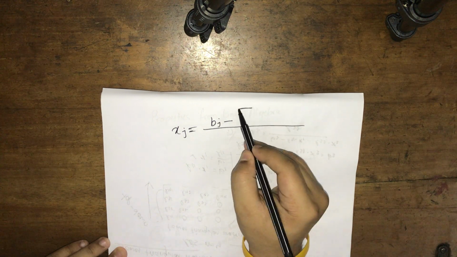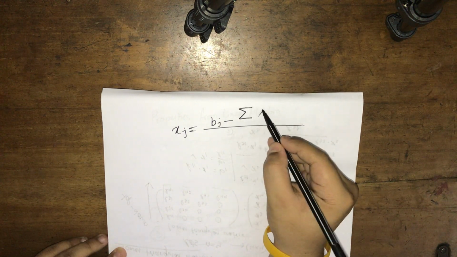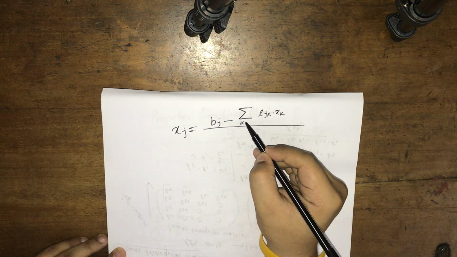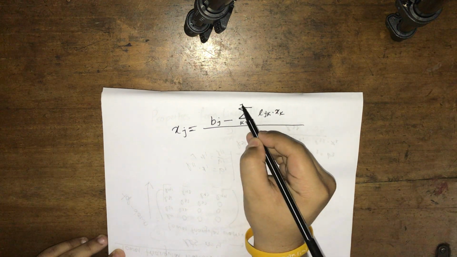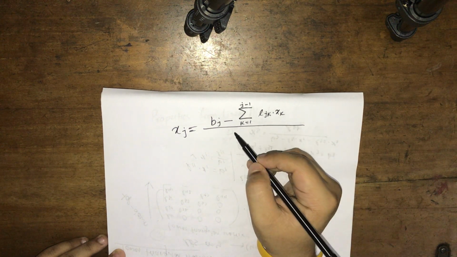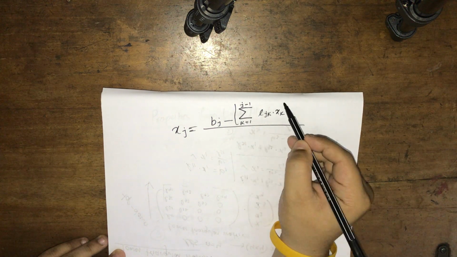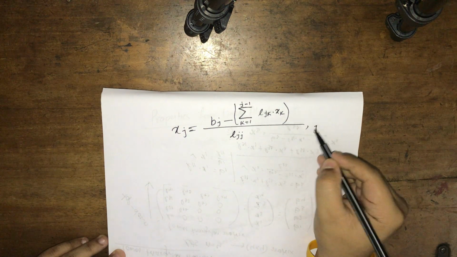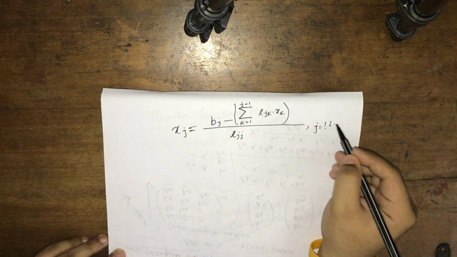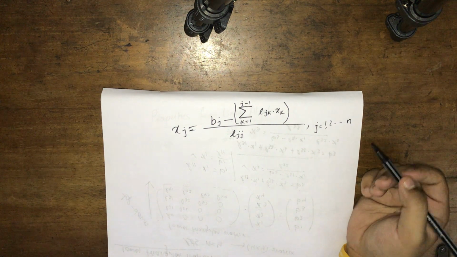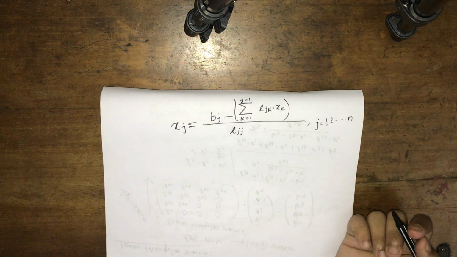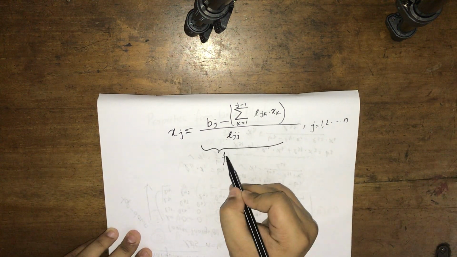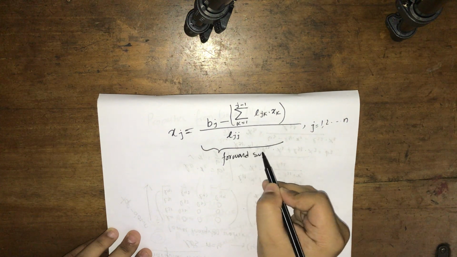the summation of ljk into xk, where k goes from 1 up to j minus 1. Alright, and divided by ljj. Here j is equal to 1, 2 and goes up till n. So we can calculate each individual variable using this formula. So this is called forward substitution.